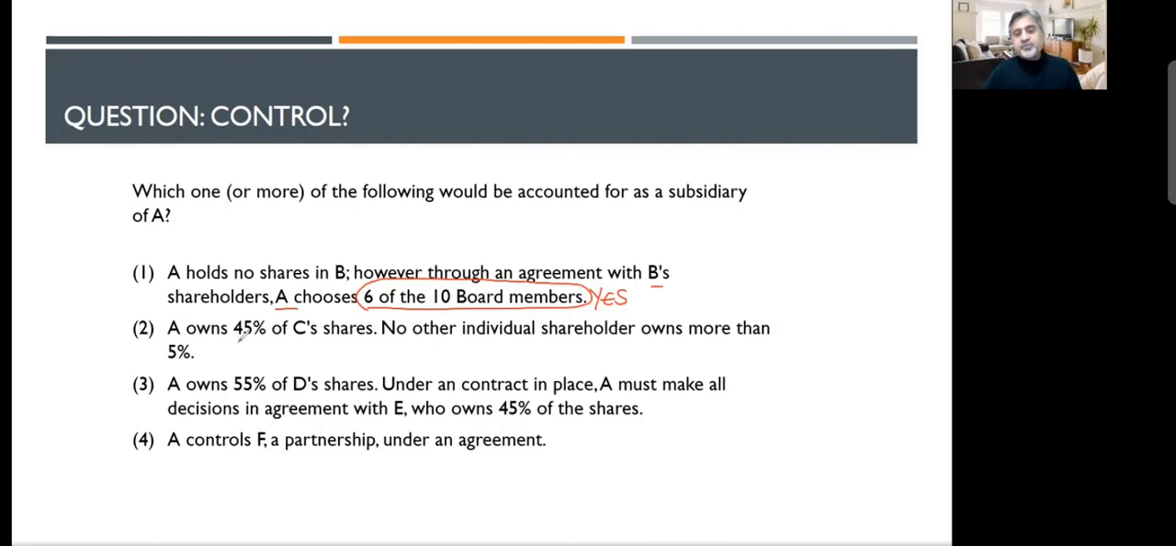Number 2, A owns 45% of C's shares. No other individual shareholder owns more than 5%. Everybody is less than 2, 3, 5%. Again, you have control here, although your holding is still less than 50%. And that's why I say that by default you need 50% plus, but there are exceptional situations as well, which we are discussing here.